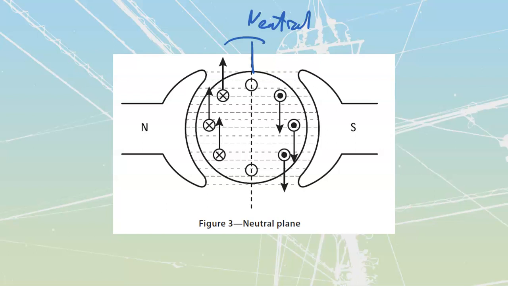When we use a commutator on a DC generator, we use it to switch the generated AC into DC on the output. When I use it inside of a DC motor, I'm going to use it to switch the DC that is coming in and make it go in the opposite direction. Basically, it's going to convert from a DC into an AC, because my conductor inside of here is going to have an AC. It's going to change its direction.